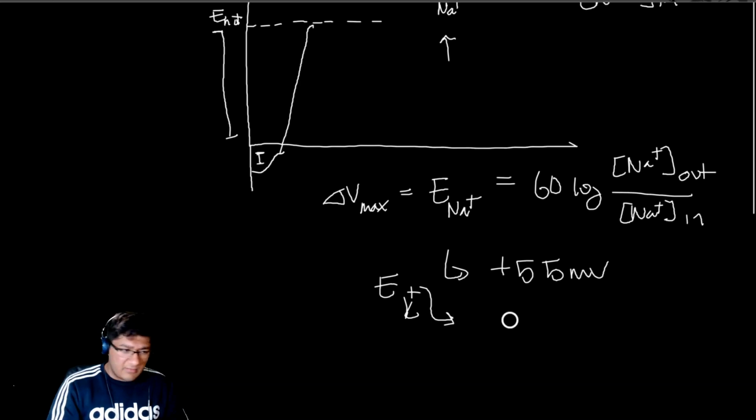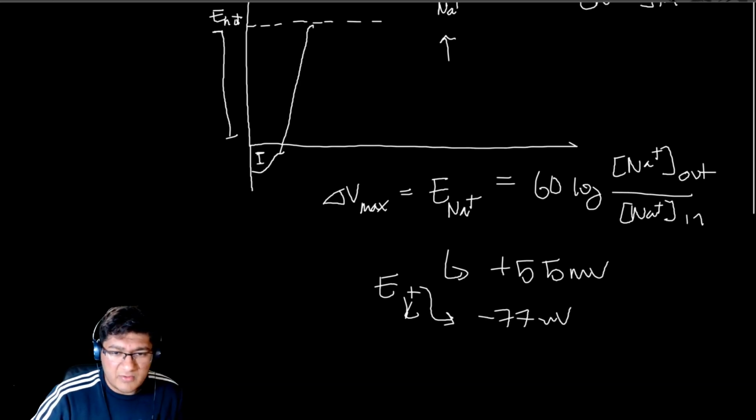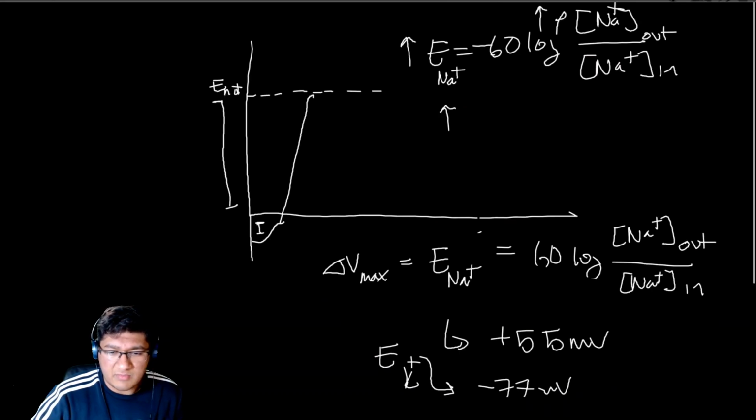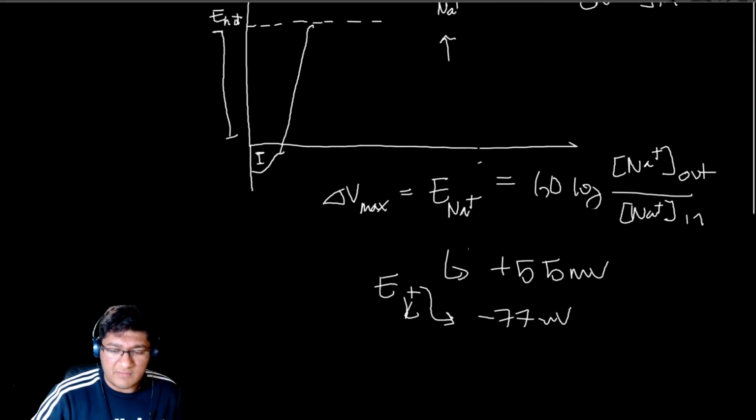E potassium is equal to negative 77 millivolts. Okay, now you might be wondering, I told you what E potassium is, but what is the relevance of that? Why does it matter? And this is what we're going to talk about.